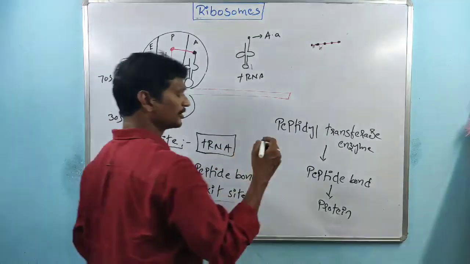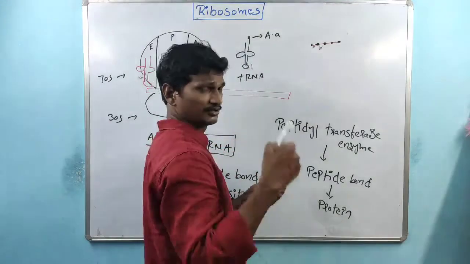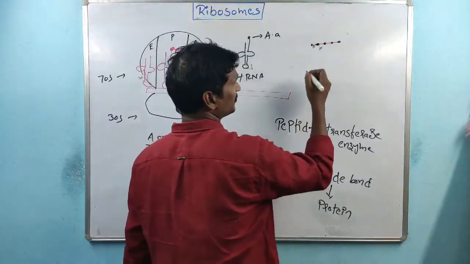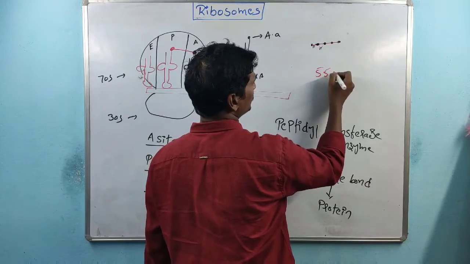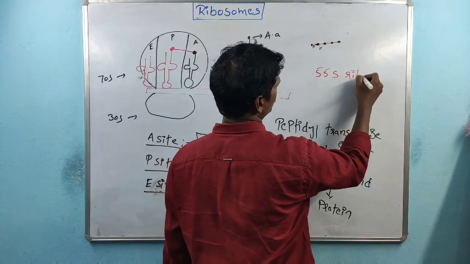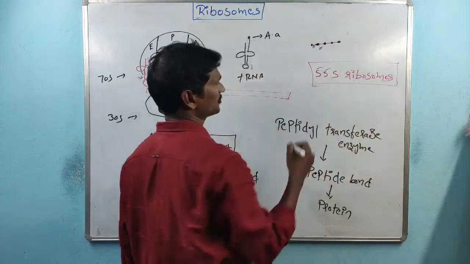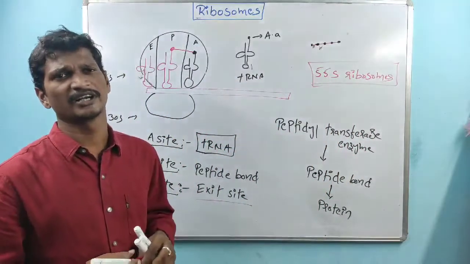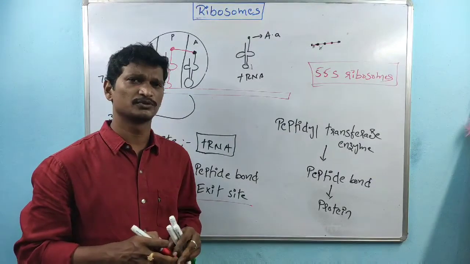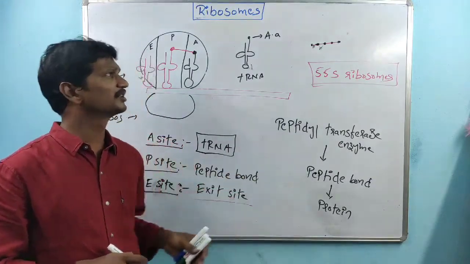In mammalian mitochondria, as I already discussed in the mitochondria structure, 55S ribosomes are present. Remember, this one is also very important. In mammalian mitochondria, 55S ribosomes are present. That is about the ribosomes.